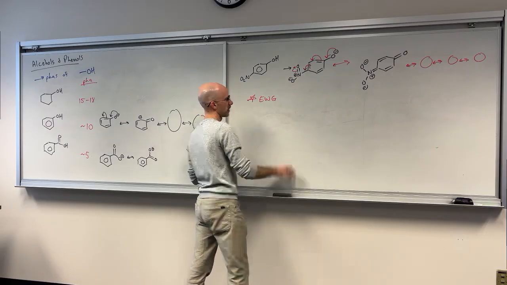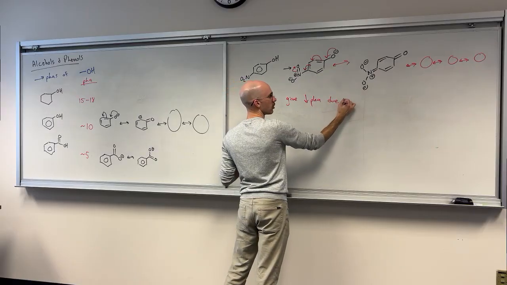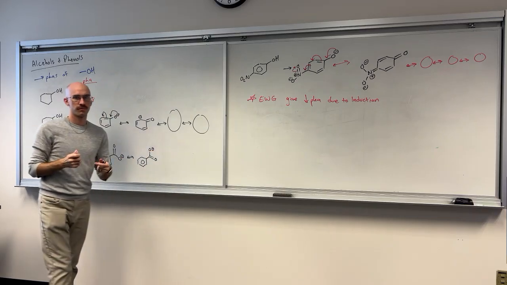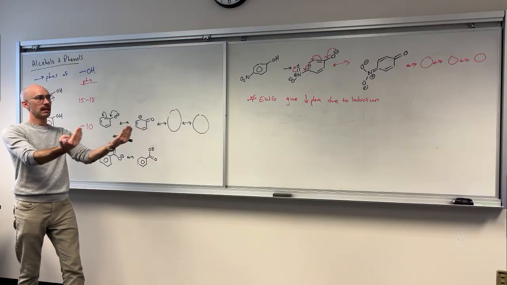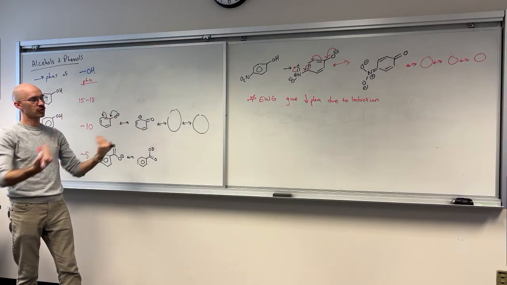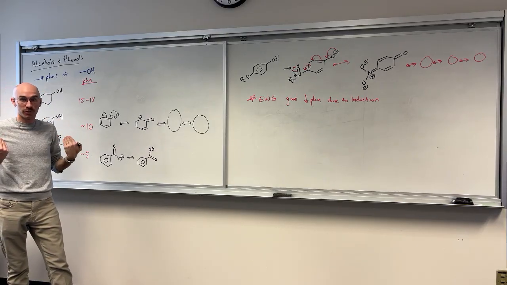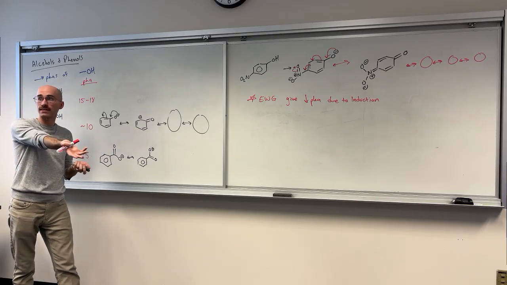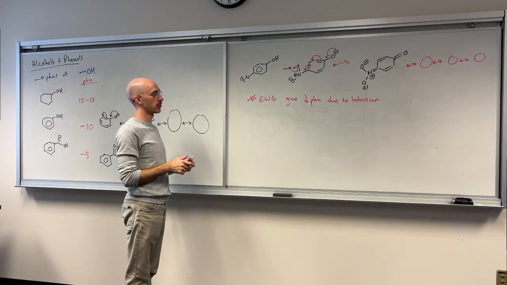So here's a good tip. Electron withdrawing groups give more negative pKa's due to induction. Any electron withdrawing group, regardless of its placement, has a positive effect on acidity. It strengthens acidity because it pulls electrons away, as electron withdrawing groups do. And by pulling electrons away, you make something a better acid because the conjugate base has its electrons more stabilized.